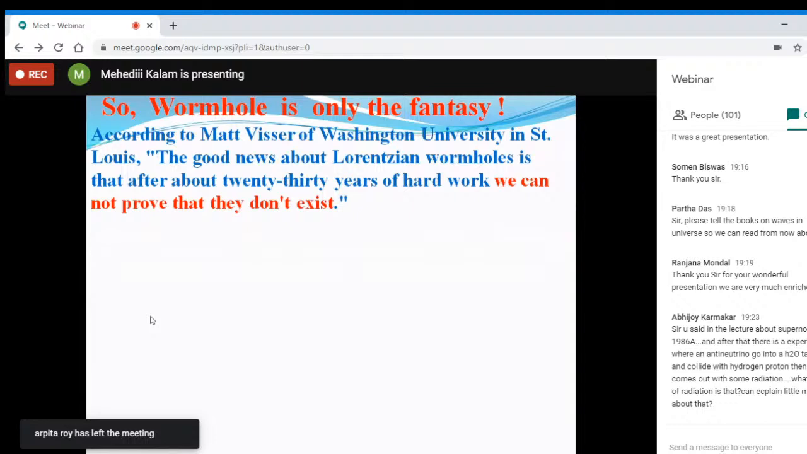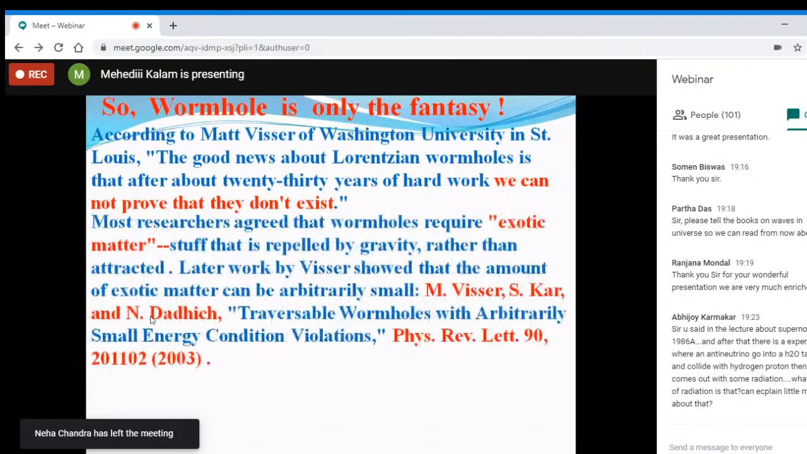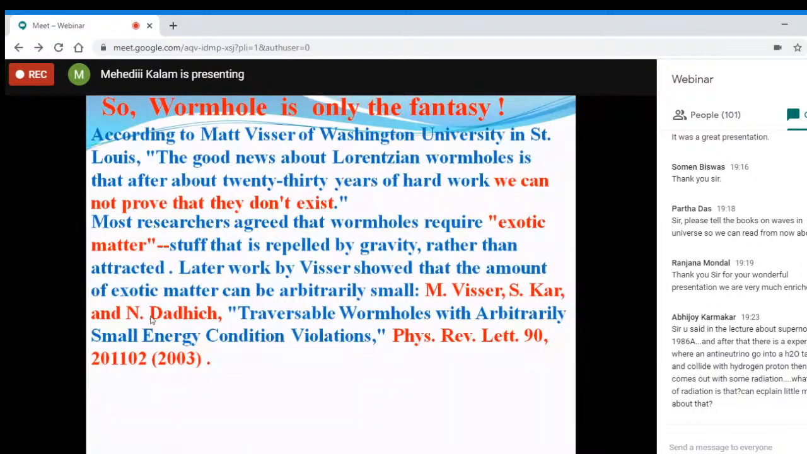So I'm saying that the wormhole has a strong background of general theory of relativity. As general theory of relativity is true, the wormhole solution must be true. So scientists agree that to get the traversable wormhole, exotic matter is needed, and now scientists are trying to minimize the use of this exotic matter to get the traversable wormhole.